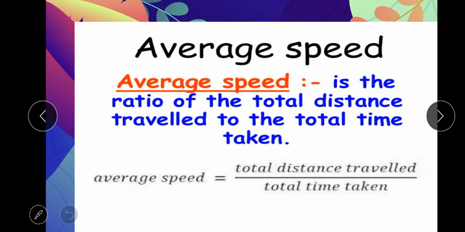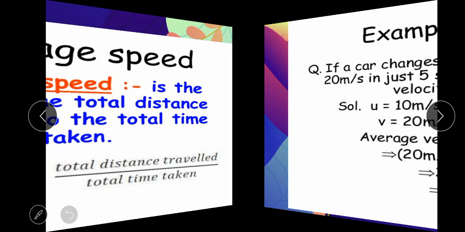Now average speed. To measure average speed, we divide total distance traveled by the total time taken. Hence we can say it is the ratio of total distance to the total time taken, and the formula is given here. Average speed is equal to total distance traveled upon total time taken.